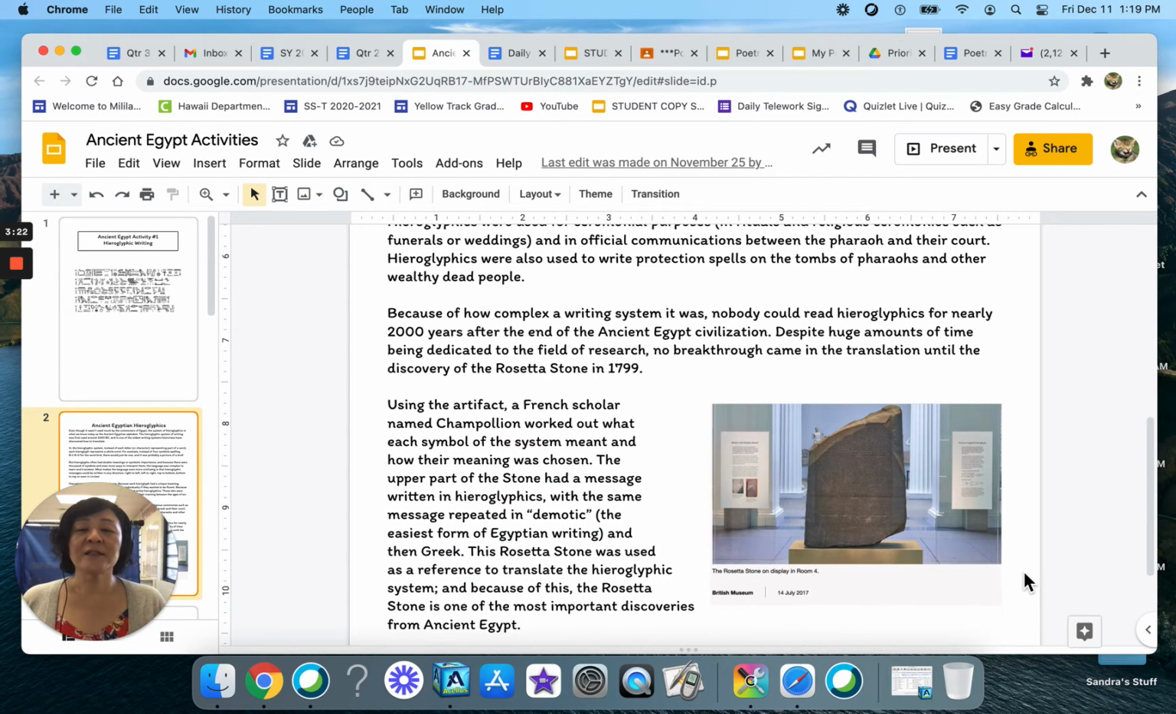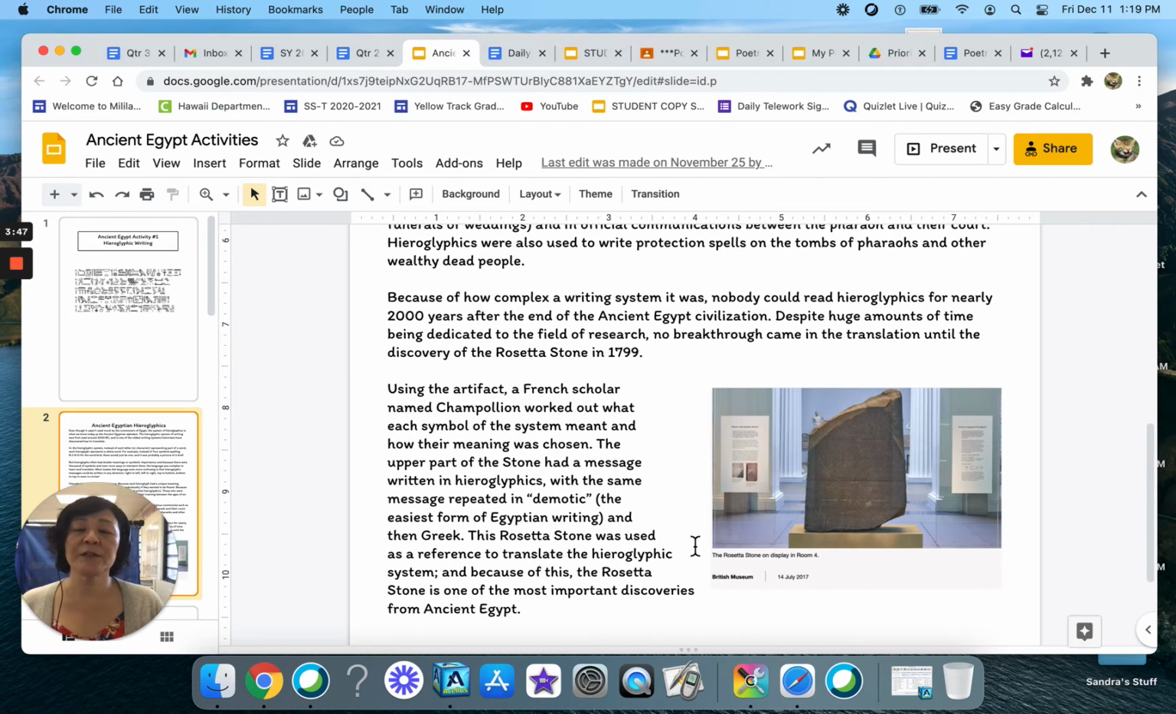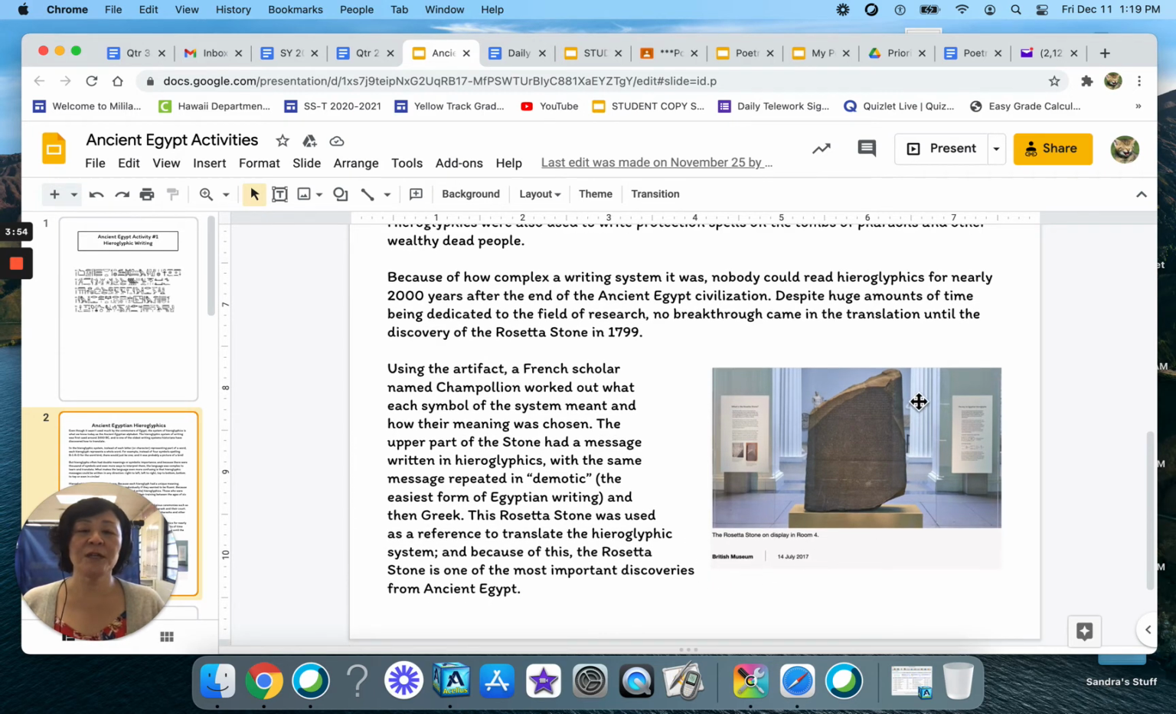Using the artifact, a French scholar named Champollion worked out what each symbol of the system meant and how their meaning was chosen. The upper part of the stone had a message written in hieroglyphics with the same message repeated in Demotic, the easiest form of Egyptian writing, and then Greek. This Rosetta Stone was used as a reference to translate the hieroglyphic system, and because of this, the Rosetta Stone is one of the most important discoveries from ancient Egypt. And here is a picture of the Rosetta Stone.